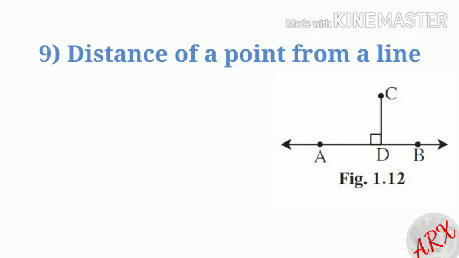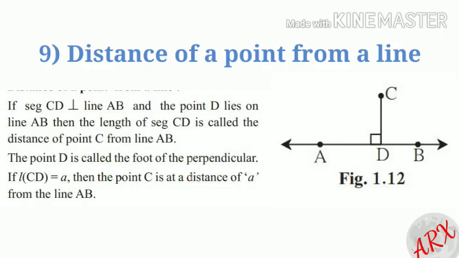Point number 9, distance of a point from a line. If segment CD perpendicular to line AB and the point D lies on line AB, then CD is called perpendicular distance from AB and point D is called as foot of the perpendicular.